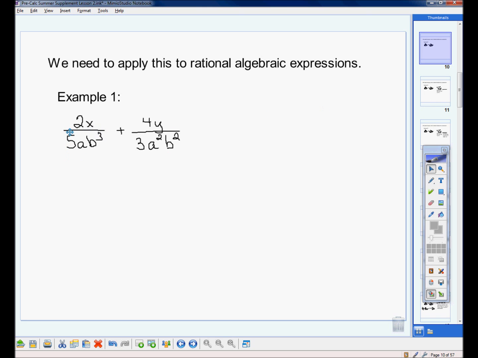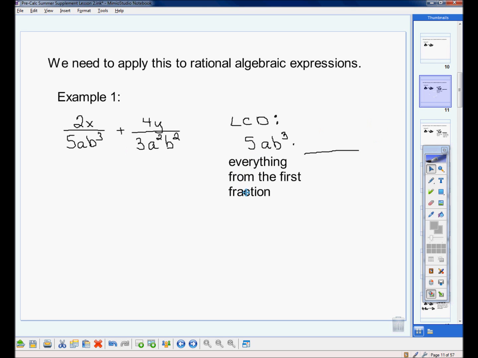Remember, we said we always start with everything from the denominator of the first fraction, 5a, b, b, b. Then we have to figure out what the second one has in its denominator that the first one does not. So we take a look through, and we see that this one has a 3 and this doesn't have a 3. So we're going to bring a 3 over.